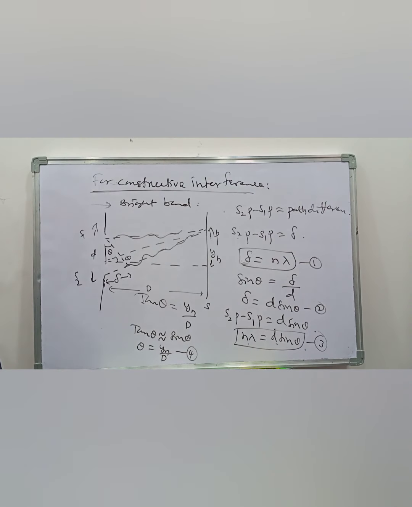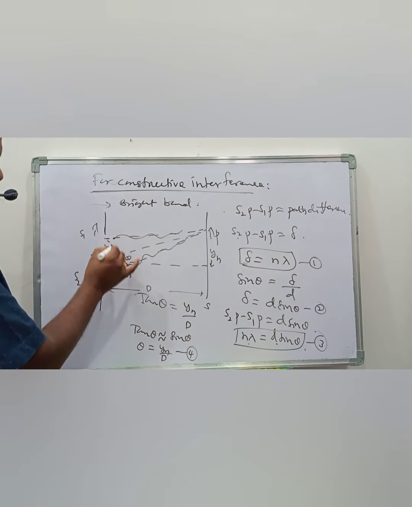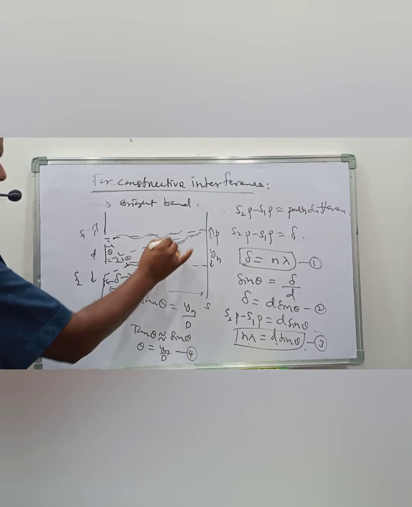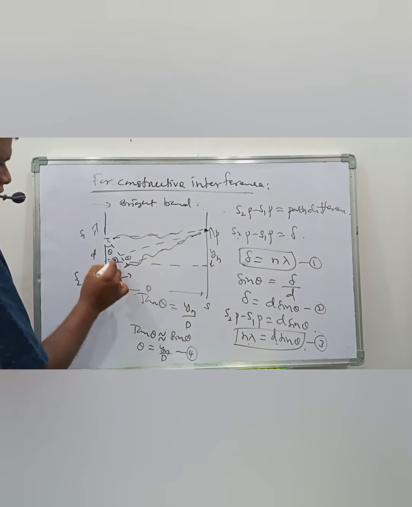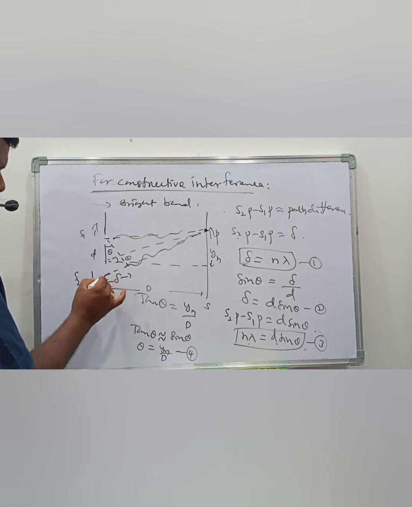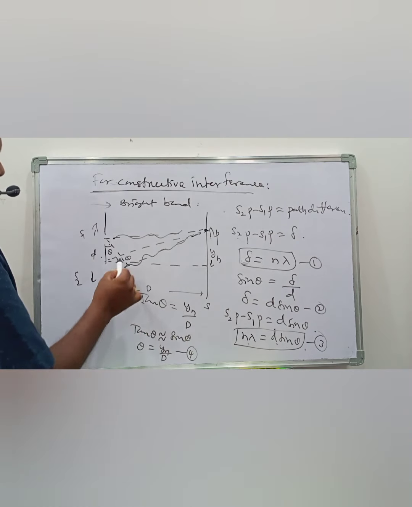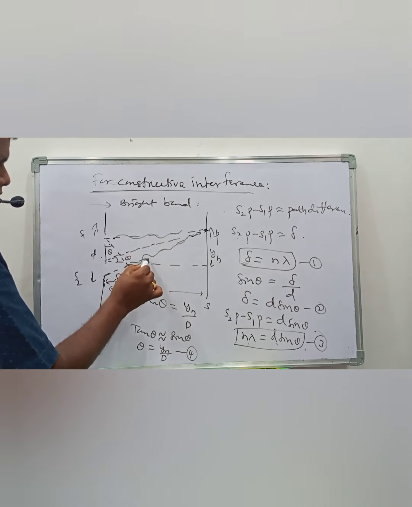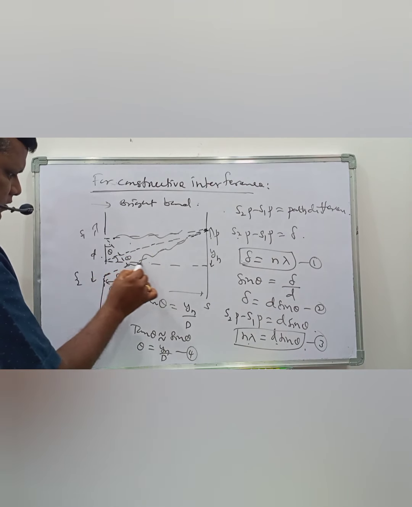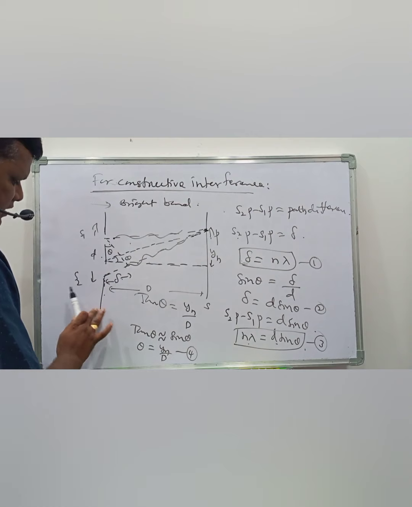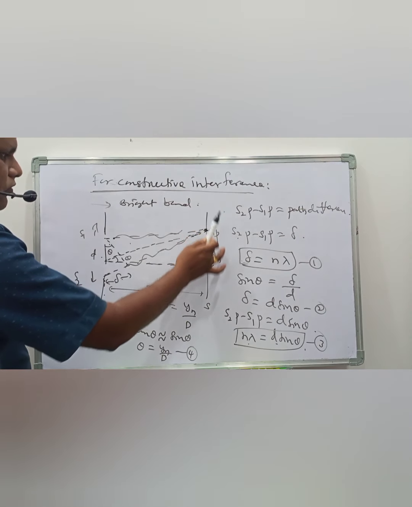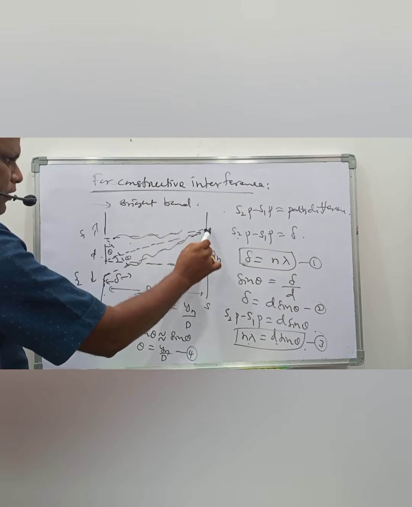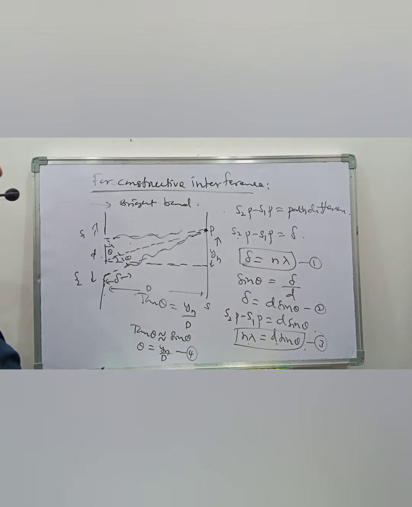Once again I am repeating this concept. Here two light waves are superimposed at a point P. Therefore this is the path difference delta. Theta: this is opposite, this is hypotenuse, this is adjacent. Here there is one more angle. This is the normal between the two rays. The distance between the slit and screen is D, and the fringe pattern at a point P is yn.